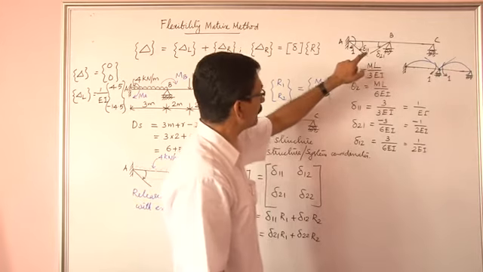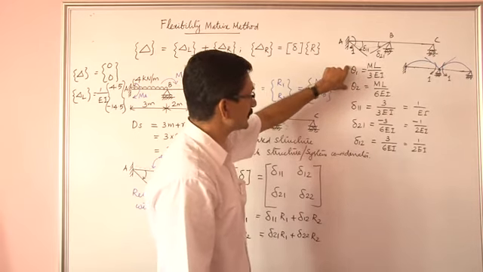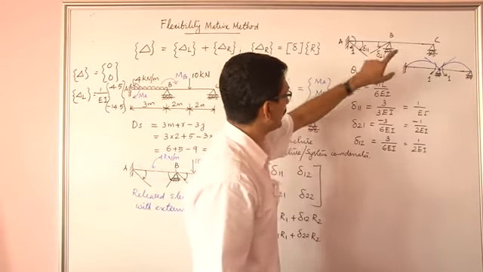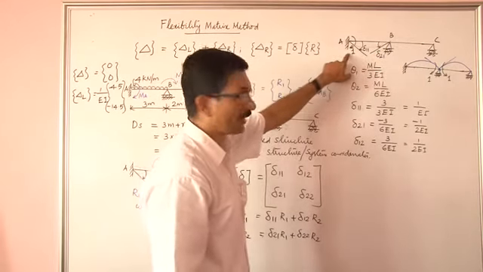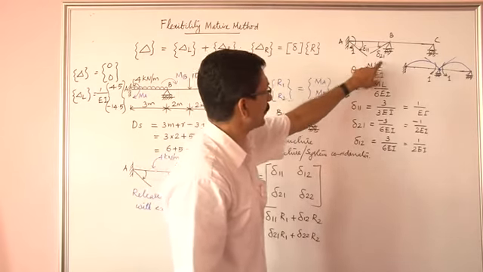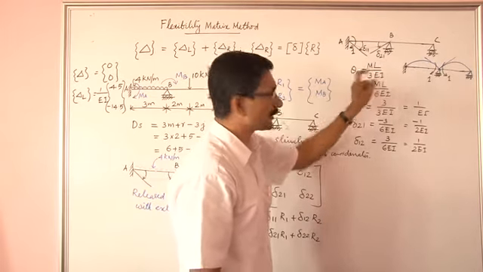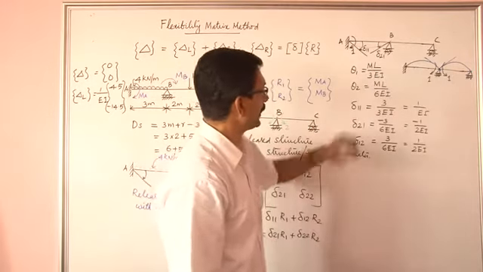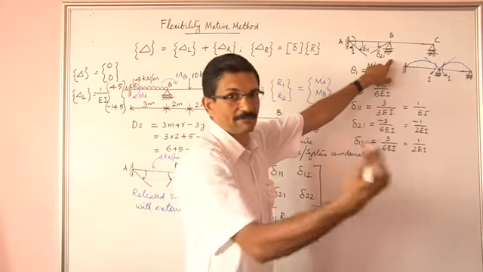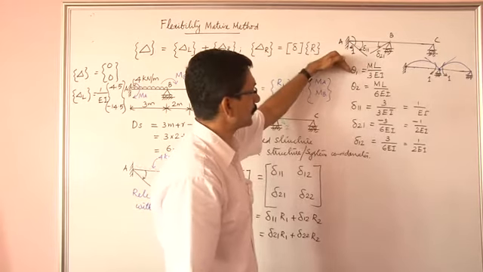Now if you find out delta 11 using the results developed in the previous section, that is, when there is a simply supported span subjected to a moment at one end, the rotation at the same end will be given by ML divided by 3EI. M is the applied moment, L is the span, E and I are the Young's modulus and second moment of area respectively. Now theta 2, the rotation at the far end, will be equal to ML divided by 6EI, which is half of this rotation.